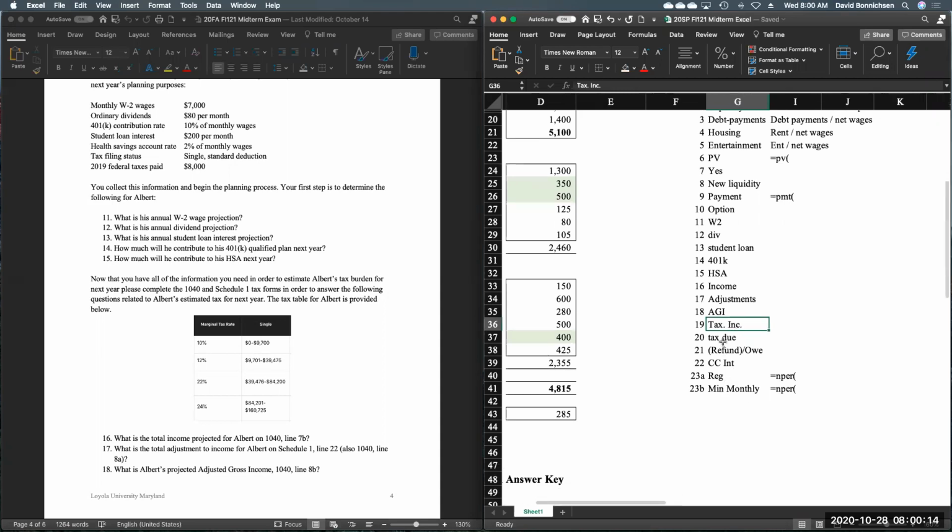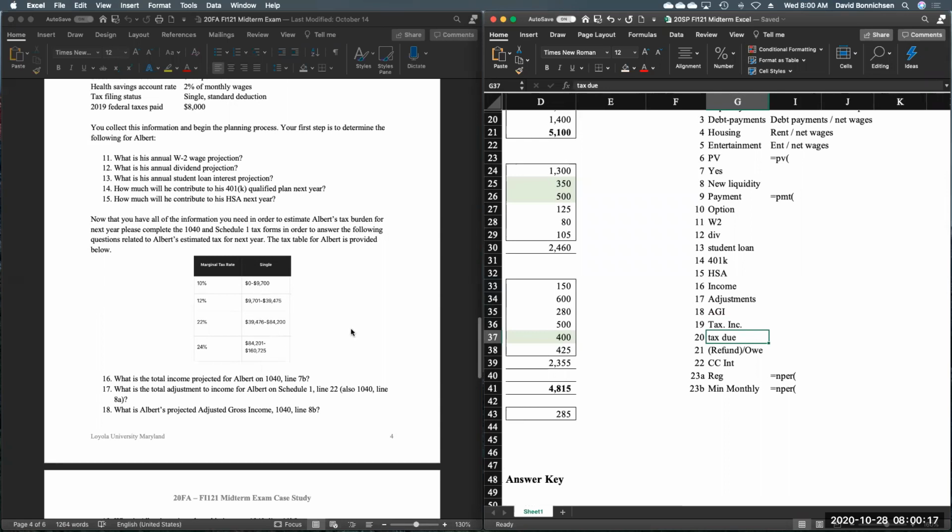And then we move into the marginal tax table, where based upon his taxable income, we find out what marginal tax rate we find himself in. Okay, and then we start calculating the layers of tax that go along with Albert's taxable income, adding up each of the 3 layers to then determine what his tax due is.